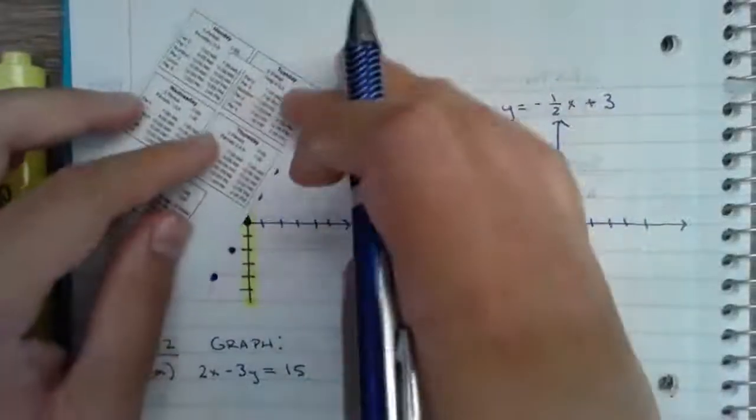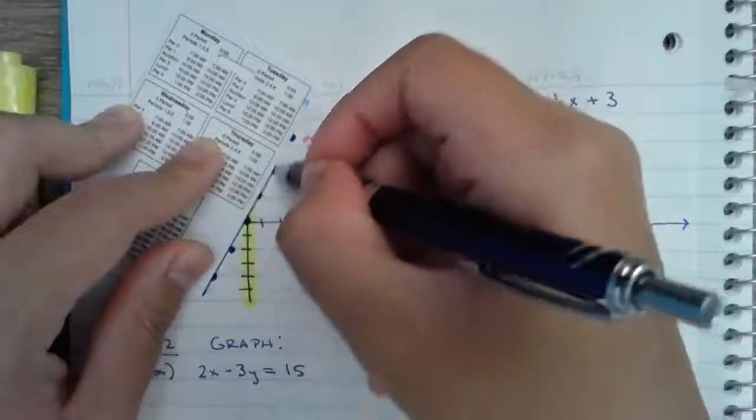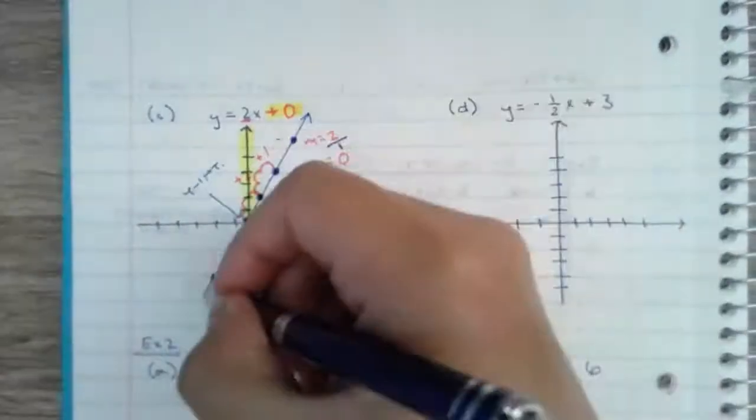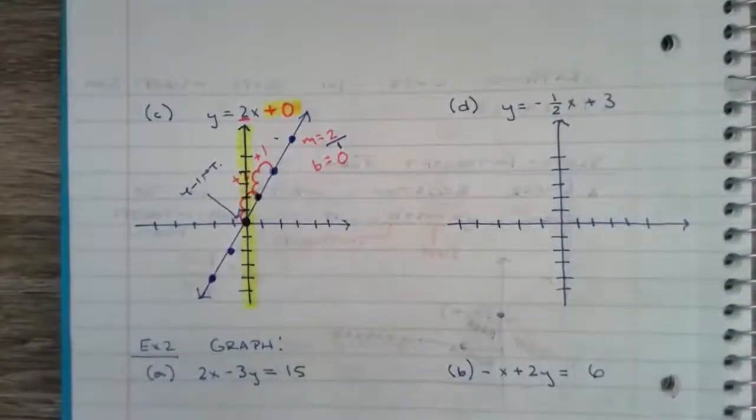And so again, you take out your ruler, draw the line through these points, and there you go. That's the line that you want right there. Easy as that. Okay? We'll go ahead and continue, and we'll go from there.